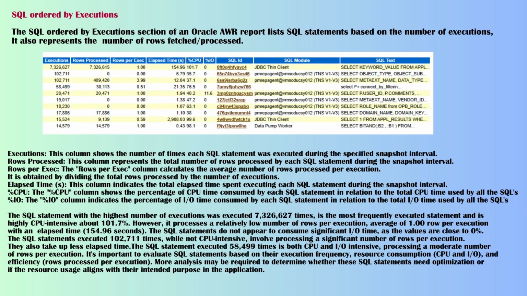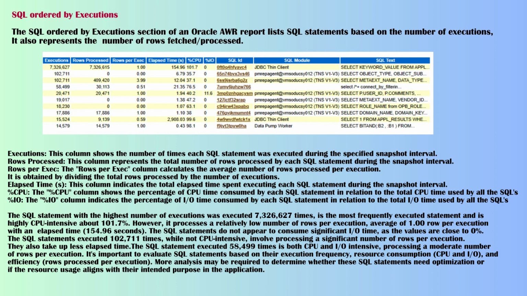The SQL ordered by executions section of an Oracle AWR report lists SQL statements based on the number of executions. It also represents the number of rows fetched/processed. Executions. This column shows the number of times each SQL statement was executed during the specified snapshot interval.